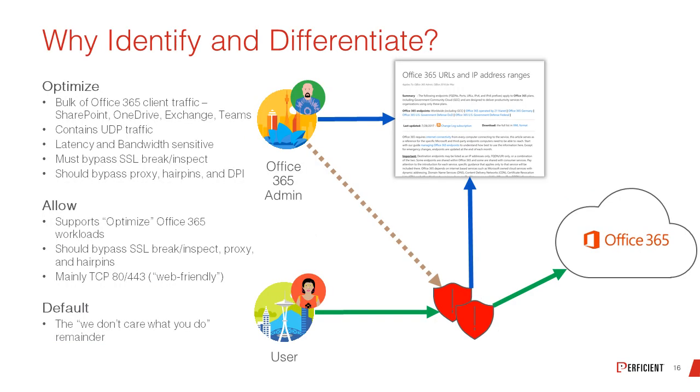So to talk a little bit more about identify and differentiate, really what this boils down to is, from an administrator perspective, we tend to go to this web page that lists all the IP addresses and the URLs for Office 365 and apply some configuration for that on your enterprise networks. Microsoft really wants customers to focus on 3 specific types of traffic that they classify, and they break it down into optimize, allow, and default. The optimized category is the bulk of what we consume from Office 365. It's things like OneDrive for Business, SharePoint, Teams, Exchange Online.